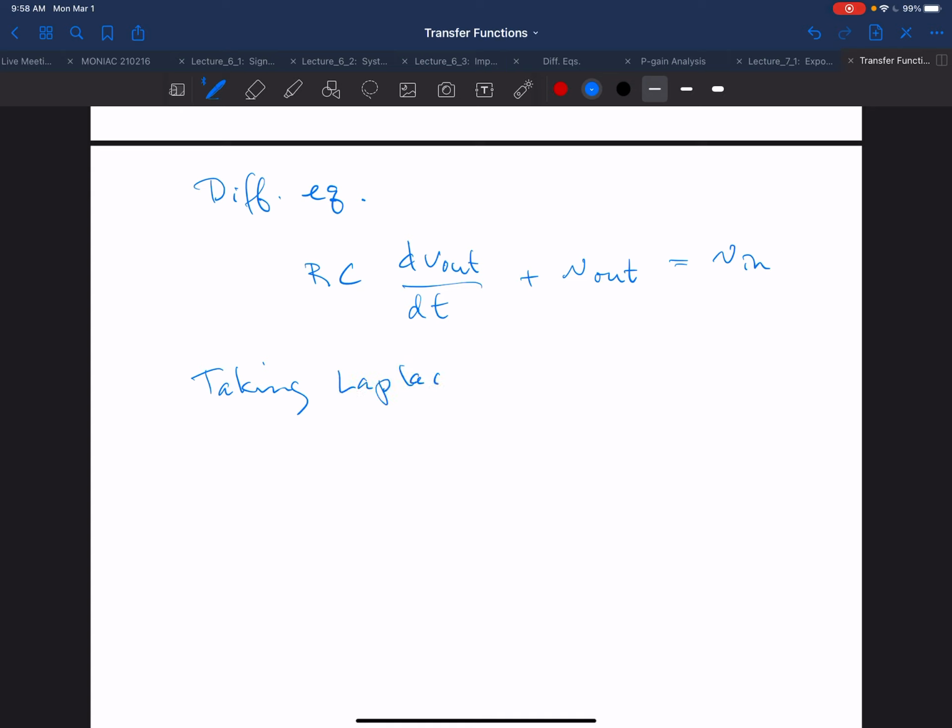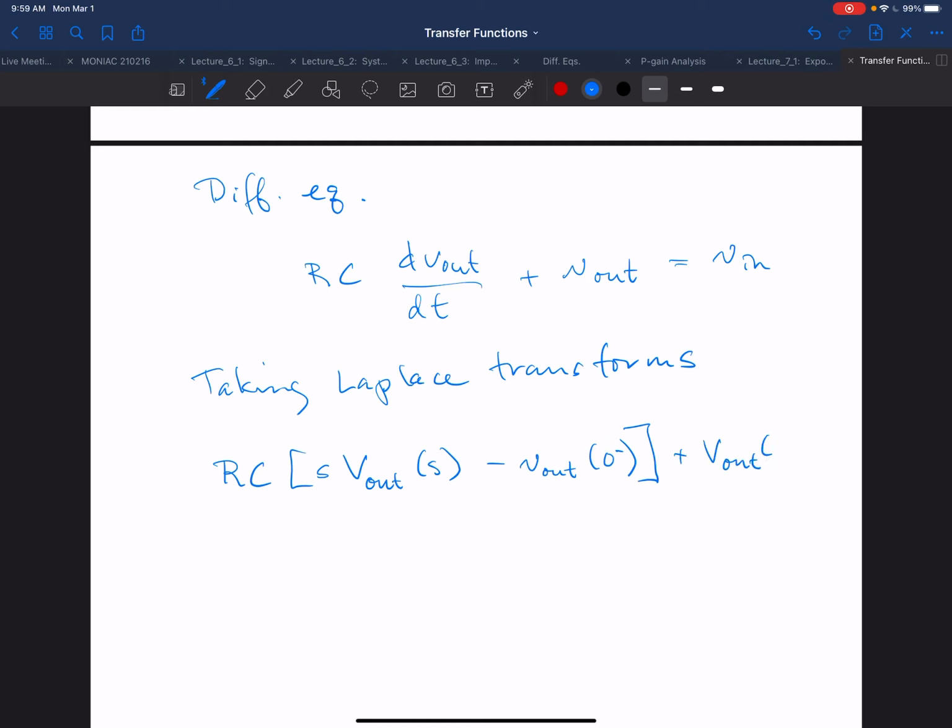And essentially look for the zero state response of the system. So to find the transform of the first term in terms of the transform of V out, we just apply our differentiation property of the Laplace transform. That tells us that the transform of the derivative of V out is s times V out of s minus the initial condition V out at 0 minus. Of course, the transform of V out is just V out of s, and likewise for V in.